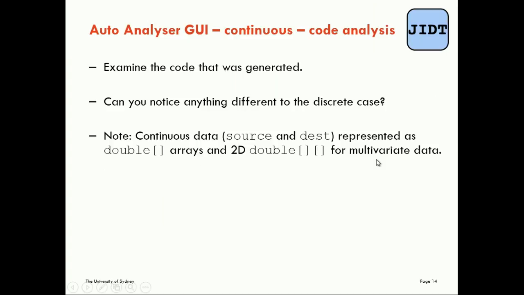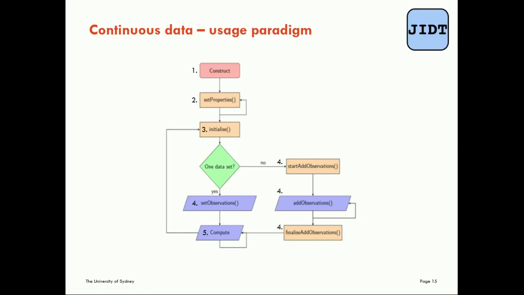So we've already talked about how the data is different. We're now talking about doubles. The usage paradigm is different for continuous value data compared to discrete data as well. So you'll see now we have a new step here, number 2, calling set properties on our estimator to set different properties of the estimator type. We didn't have that for the discrete valued plugin estimator.